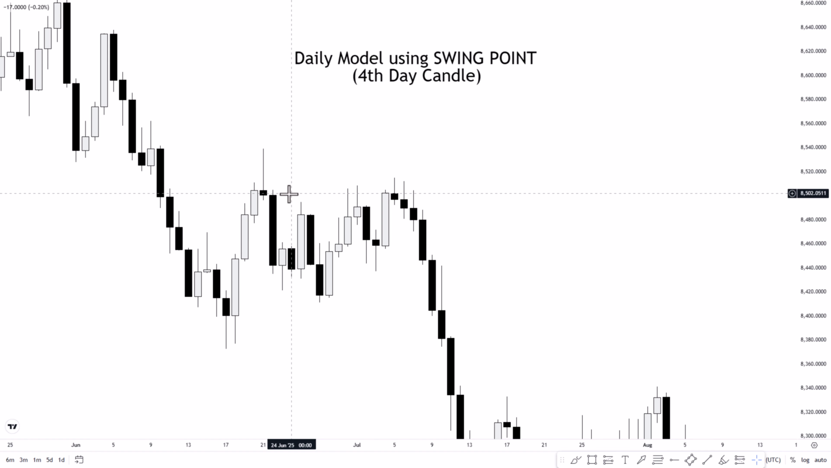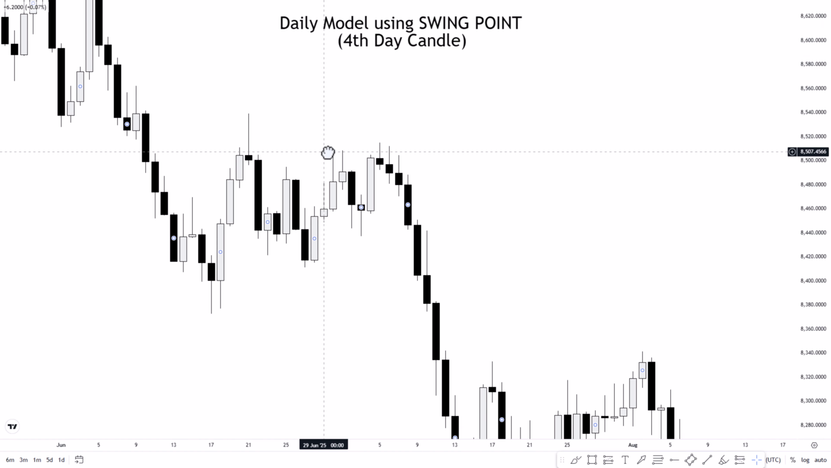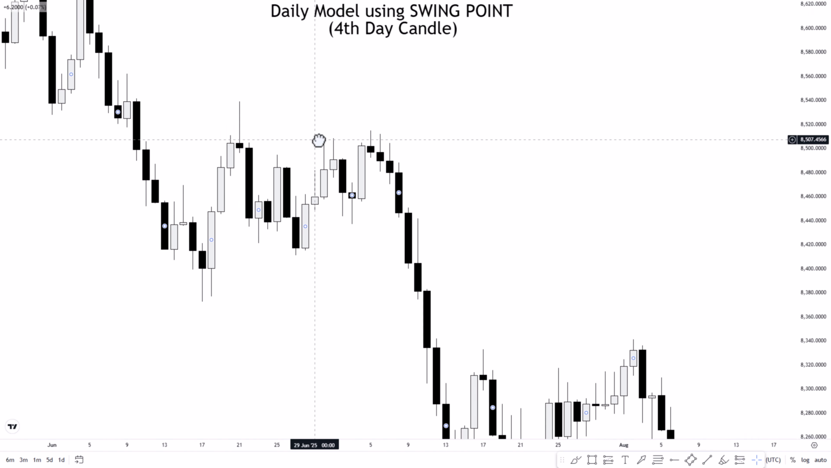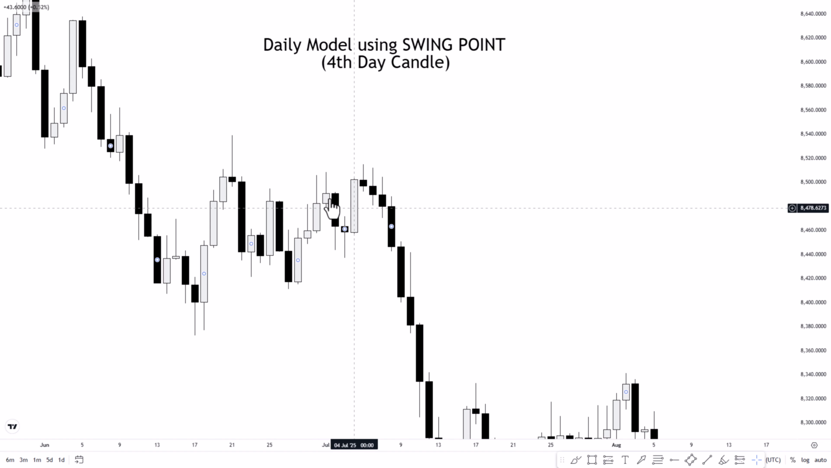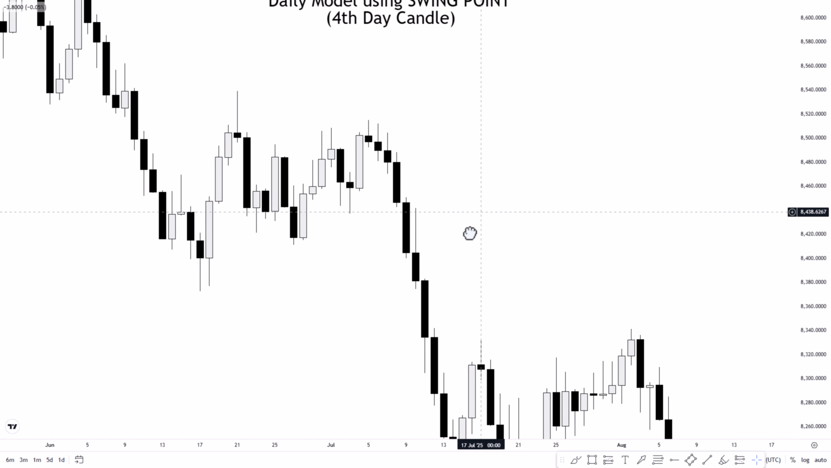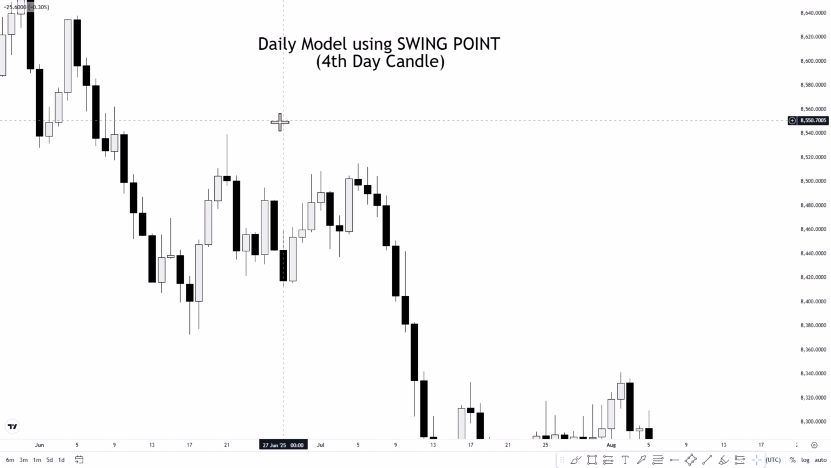Now we have this chart and this is the daily time frame. So I will be demonstrating how you will identify a swing point in the market and also how you will be able to trade the fourth day candle in the swing point. Like I've said earlier, the swing point is an indication that price is going to reverse. So whenever you see a swing point formation, you should know that something is about to happen in the market. So let's look at what a swing point is.